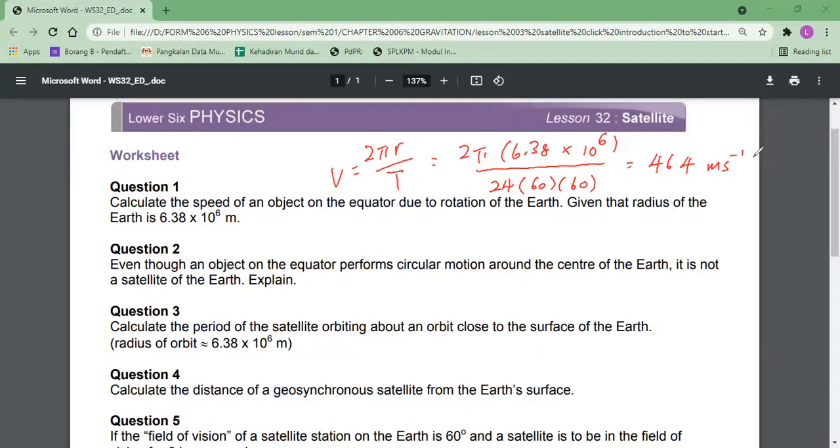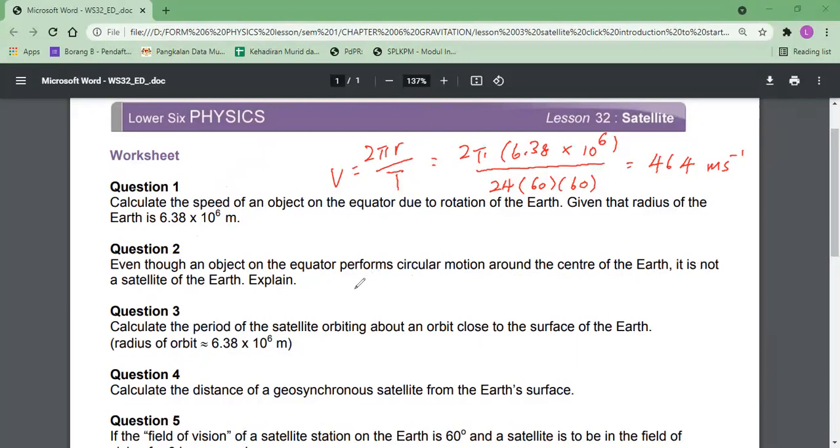Okay, question number 2. Even though an object on the equator performs circular motion around the center of the Earth, it is not a satellite of the Earth. Now, we notice that they said that even though an object on the equator performs a circular motion around the center of the Earth, it is not a satellite of the Earth.